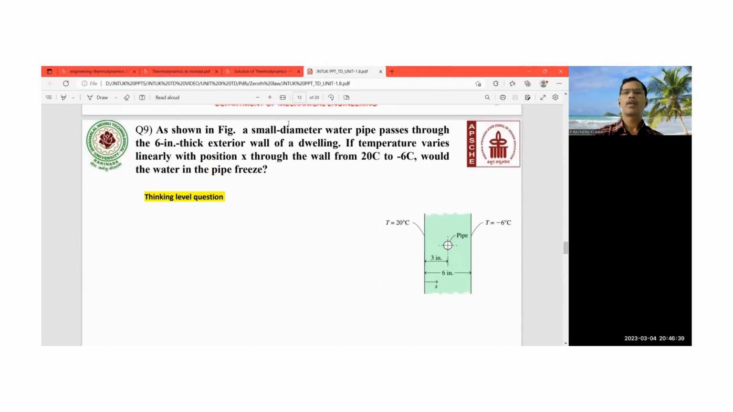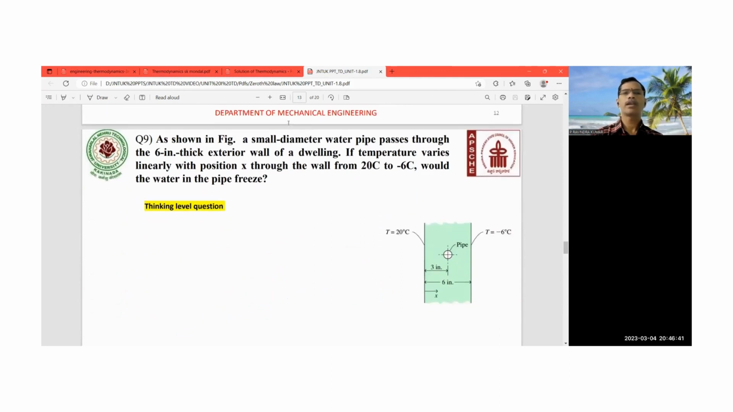Next, there is one more problem here. This is a thinking level question. What is that question? As shown in the figure, here there is a small diameter water pipe that passes through a 6 inches thick exterior wall. So this is the wall.